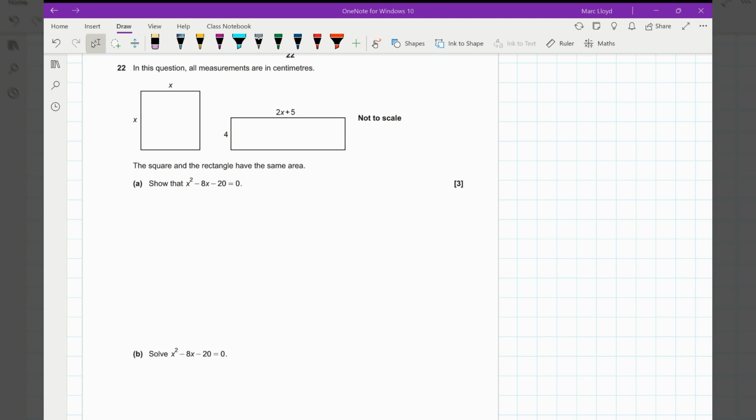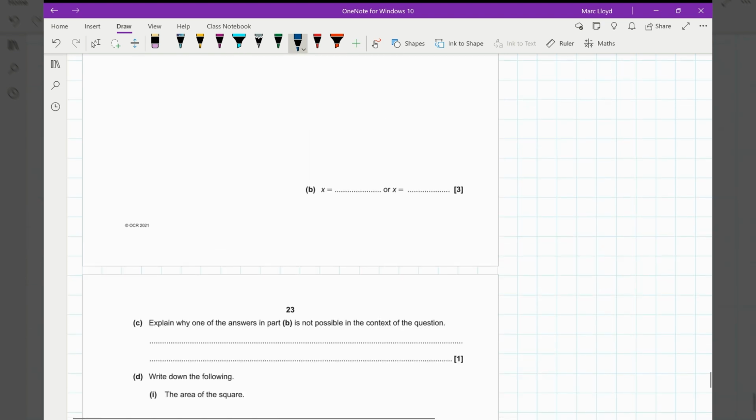Question 22. In this question, all measurements are in centimetres. The square and the rectangle have the same area. So x squared is going to be equal to 4 lots of 2x plus 5. We then multiply it out, so we get 8x plus 20, and then we subtract them both across, and that will equal 0. Okay, solve it.